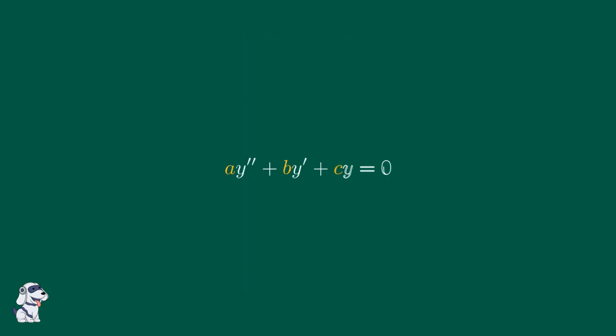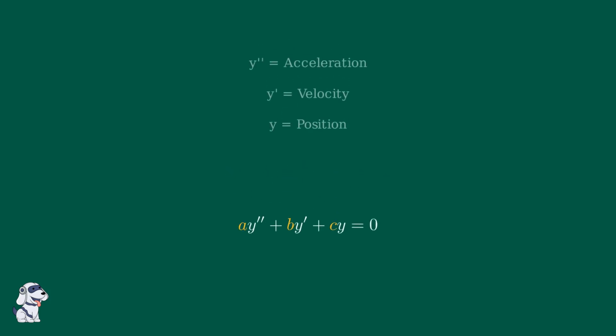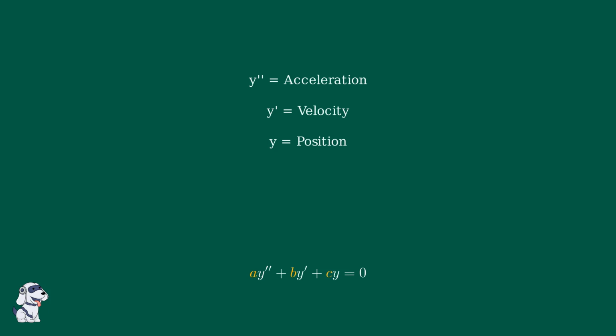This is the standard form of our equation. It is the language we use to describe how a system changes over time. The components represent the fundamental states of a moving system. Y double prime is acceleration, Y prime is velocity, and Y is the current position.